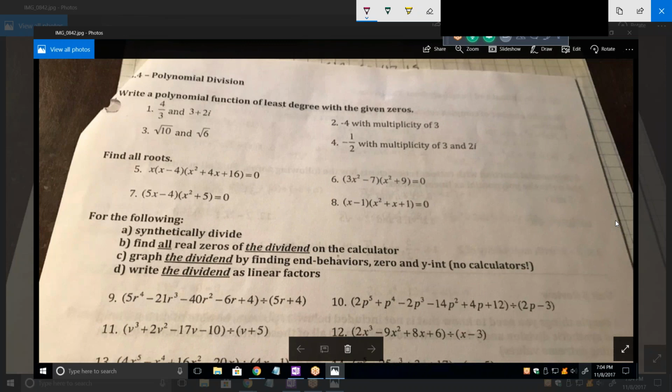Actually, I think 1 through 4 we kind of went over last time, so we could start with 5. These look familiar. Yeah, we can start with 5 then.